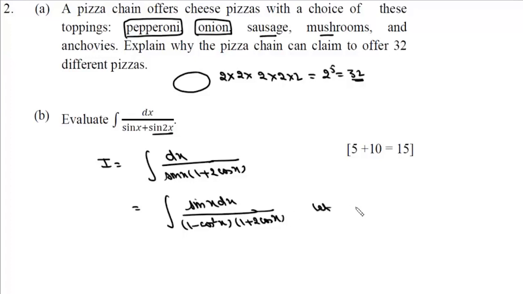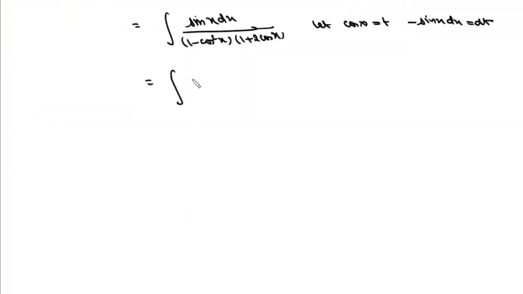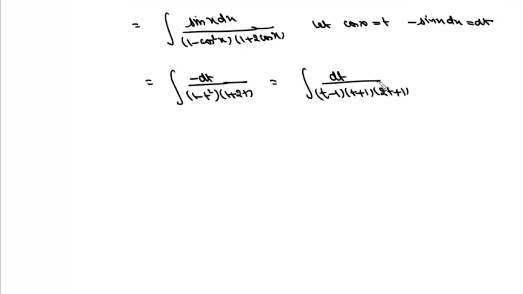Now what we'll do is, we'll let cos x as t, then minus sin x dx will be simply dt. So now it will be this minus dt upon 1 minus t square and 1 plus 2t, which we can also write as dt upon t minus 1, t plus 1 and 2t plus 1. Now what we'll do is we'll use partial fractions to break up this expression.